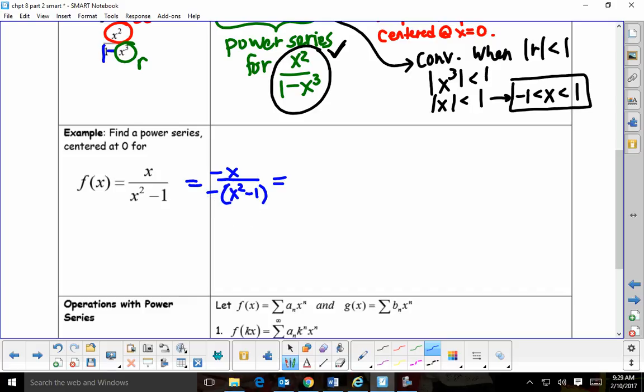So that would be negative x over minus x squared. And now I am in my a over 1 minus r, we have to have r. So now we're in our setup.